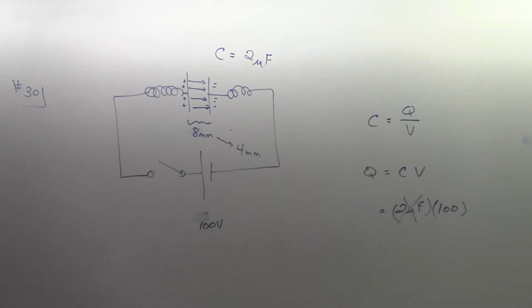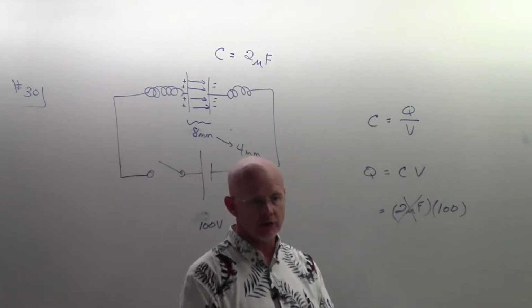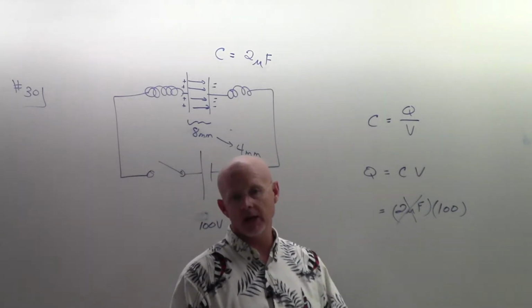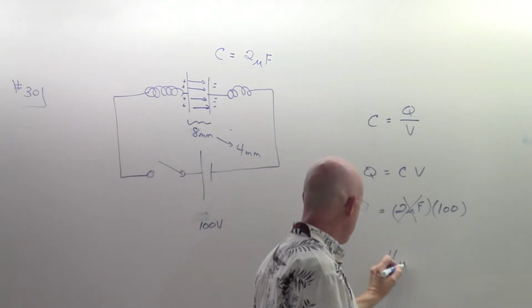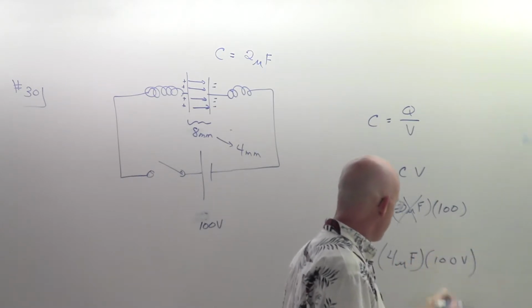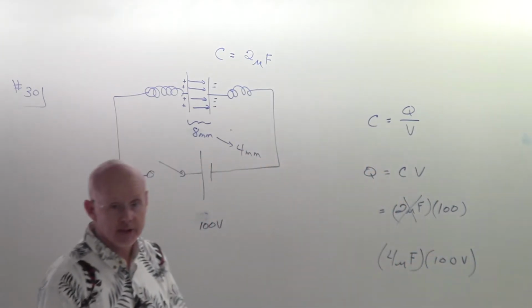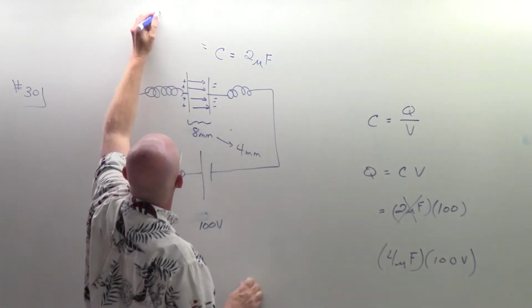But what I want to emphasize here is something that's really easy to overlook. This is not going to stay at 2. In fact, what is it going to become? It's going to become 4 microfarads. How do I know it doubled its capacitance?